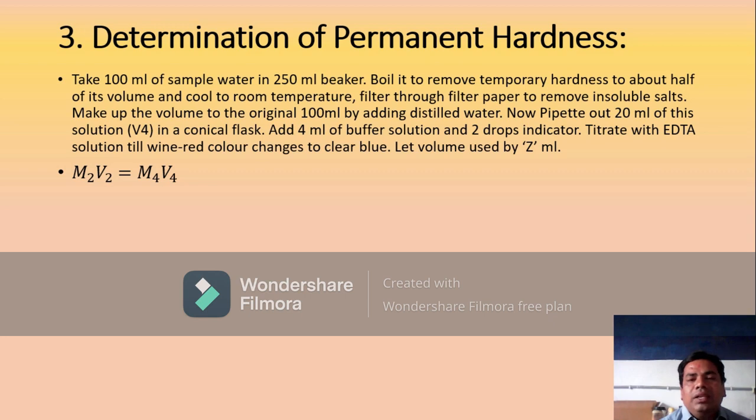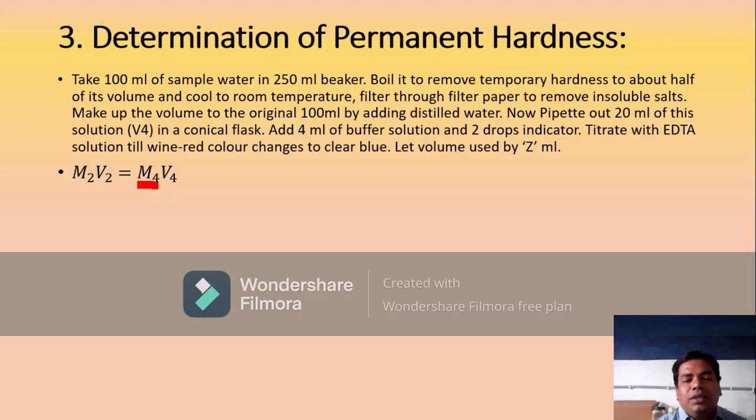So wine red color changes to blue color. Then note the volume of EDTA, say Z ml. Here we are using the formula M2V2 is equal to M4V4. Here we are going to find out M4. So M4 is equal to M2V2 by V4.